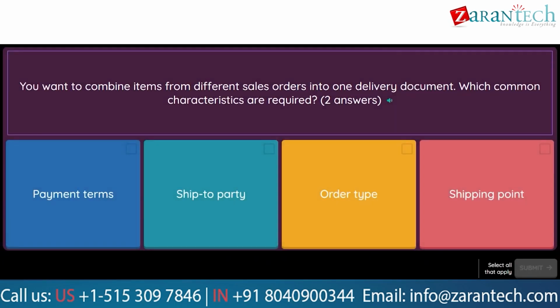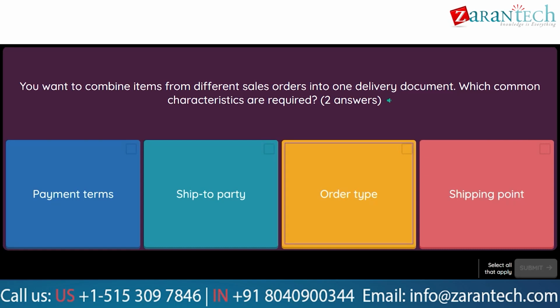Question: you want to combine items from different sales orders into one delivery document. Which common characteristics are required? 2 answers. Option 1 Payment terms. Option 2 Ship to party. Option 3 Order type. Option 4 Shipping point.